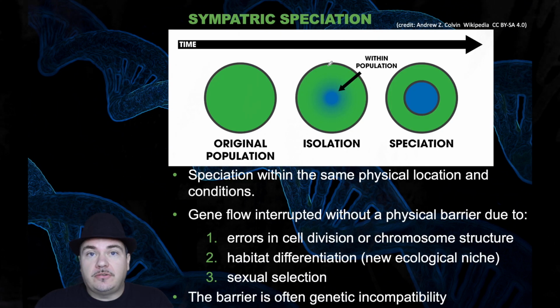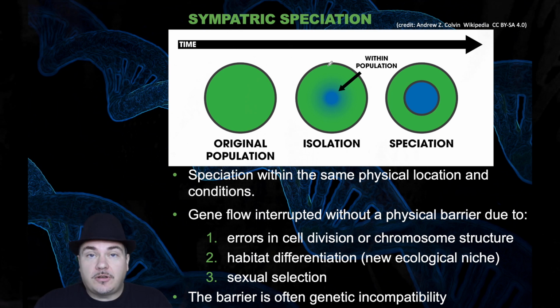The other type of speciation you can have is called sympatric speciation. That's speciation within the same physical location and conditions. So there is not a geographic barrier isolating them. Gene flow interrupted without a physical barrier can be due to errors in cell division or chromosomal structure, habitat differentiation, so them inhabiting some new ecological niche, or sexual selection. I'll give you some examples of that.